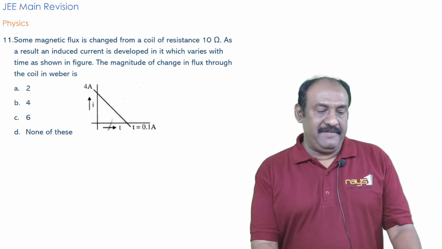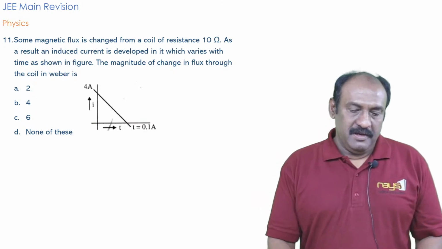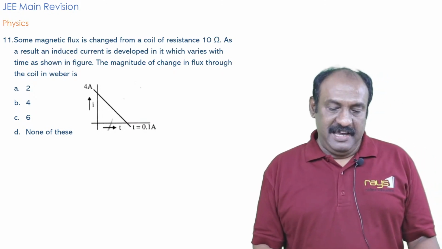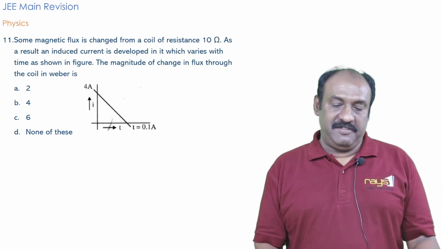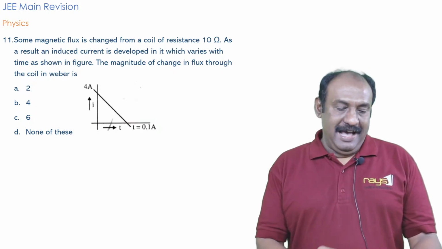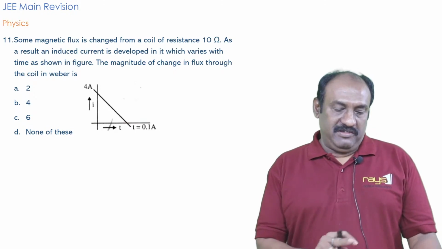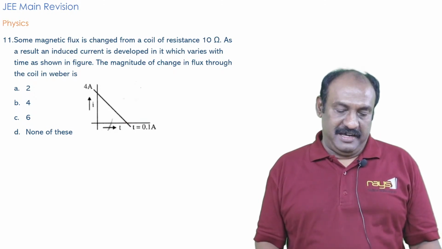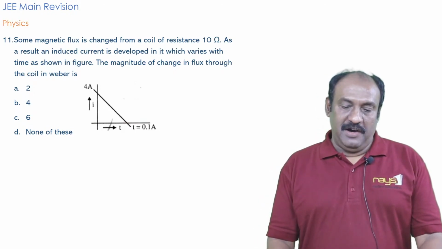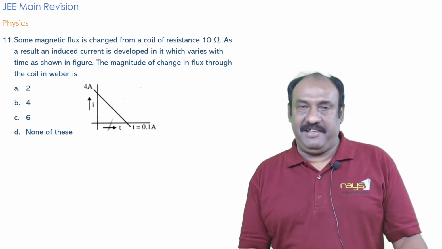Question number 11. Some magnetic flux is changed in a coil of resistance 10 ohm. As a result, an induced current is developed in it which varies with time as shown in the figure. Then the magnitude of change in flux through the coil in Weber is.